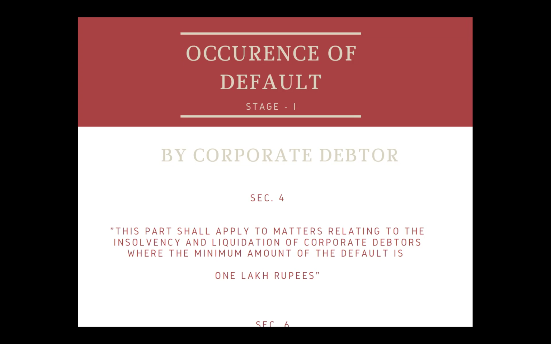And number 2, who can trigger default? Who can trigger the code? The person to whom such default has been made. And who can be such a person? Such a person can be an operational creditor or a financial creditor, or even the corporate debtor itself. Where a corporate debtor has made a default, it can on its own initiate CIRP. So this is stage 1.